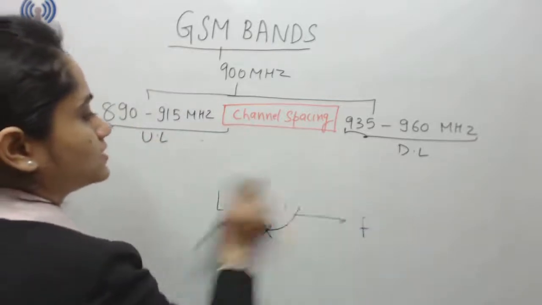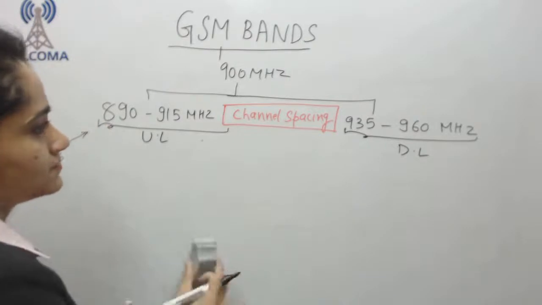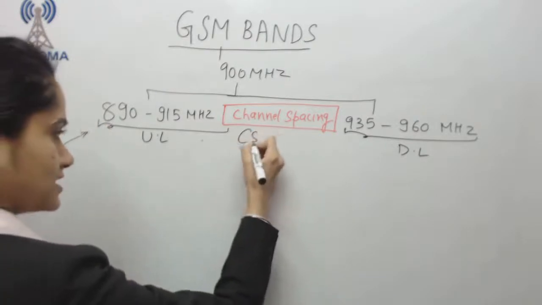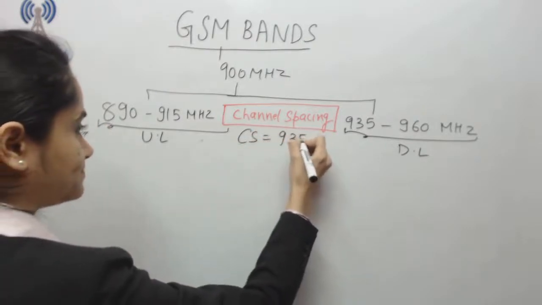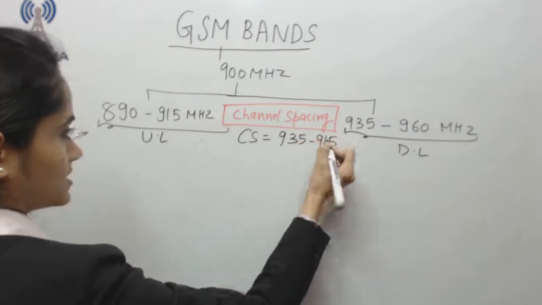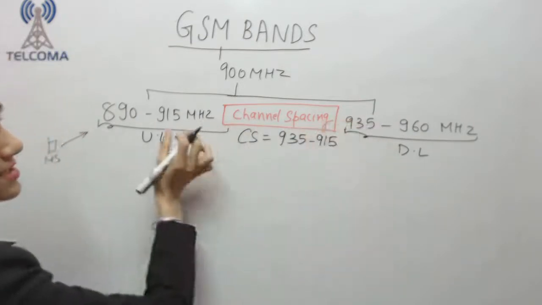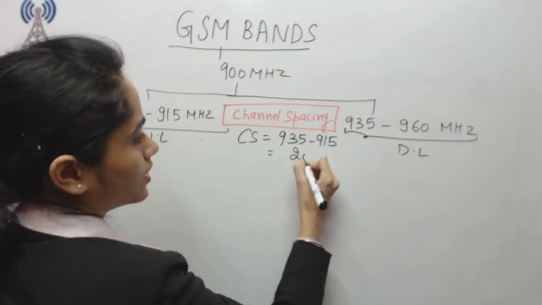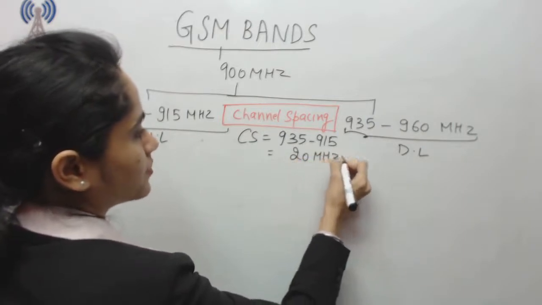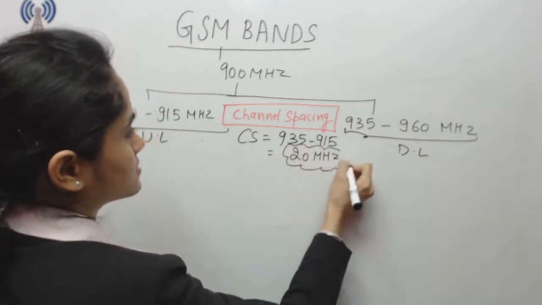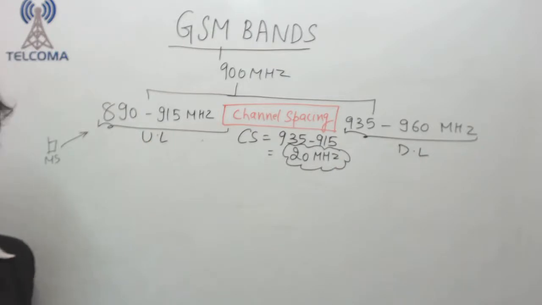Now if we calculate the total channel spacing of this band, CS is equal to 935 minus 915, which comes as 20 megahertz. So we have provided 20 megahertz as channel spacing in this band.